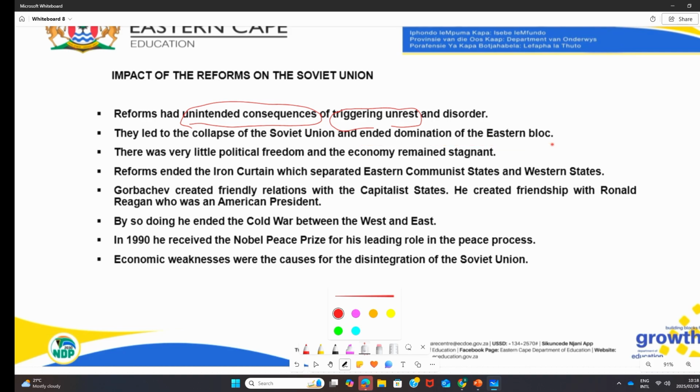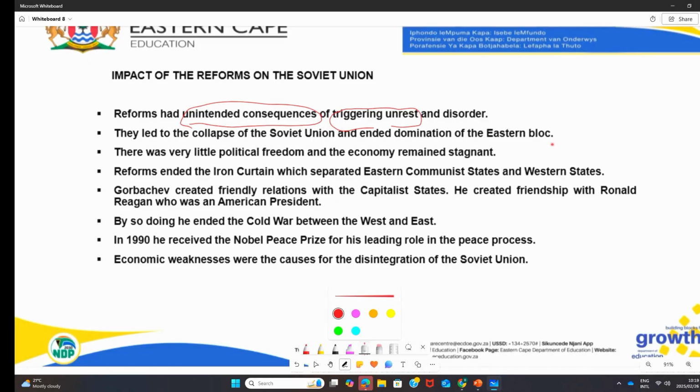Now, there was very little political freedom and the economy remained stagnant. The economy did not improve. Now I'm explaining the consequences of his reform, the impact of Gorbachev's reforms on the Soviet Union. One, the economy did not improve. It remained stagnant. Political freedom was very little. Now, the reforms that he introduced ended in what is called the Iron Curtain. Iron Curtain means separation. Iron Curtain, which separated Eastern Communist states and Western states. Now, that is what happened.